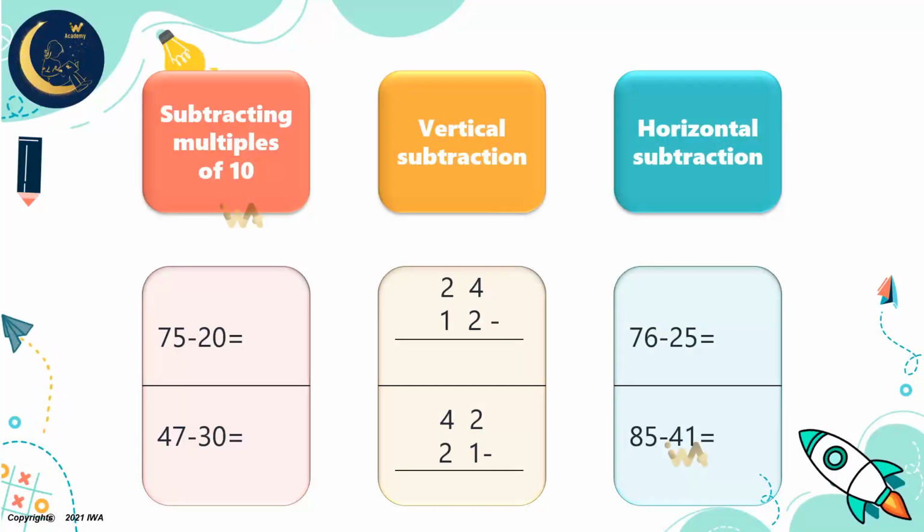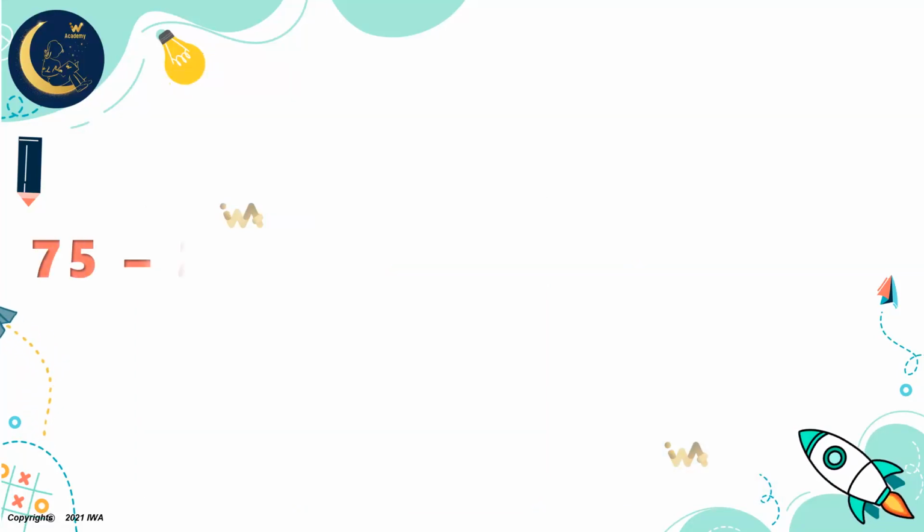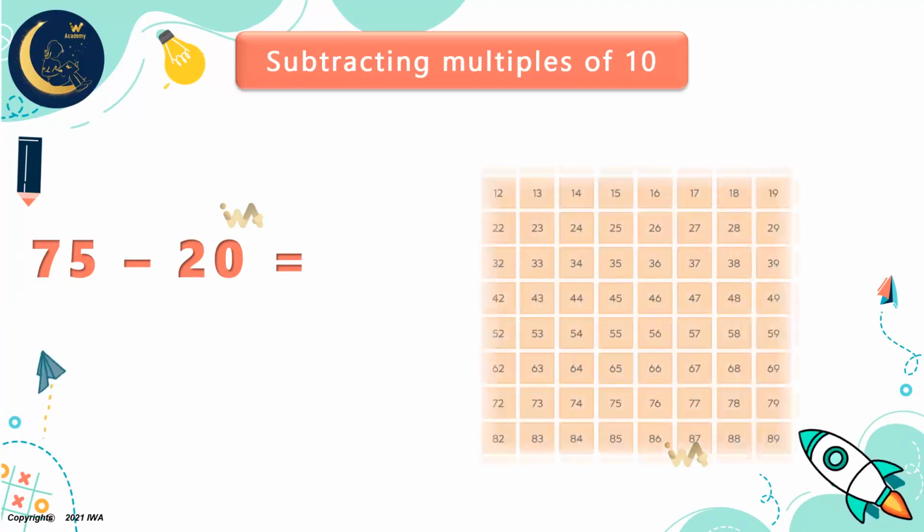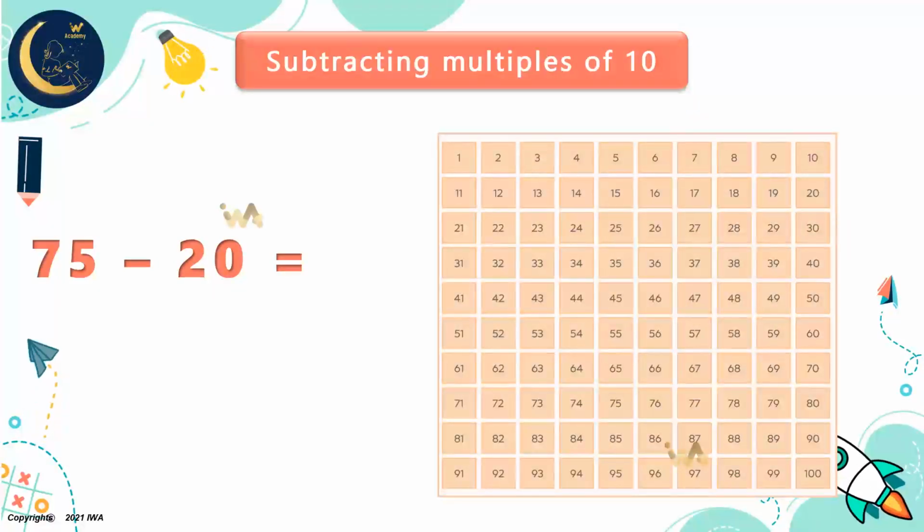Let's start with the first method, subtracting multiples of 10. Look here, we have 2 problems. Let's start with the first one. We have 75 minus 20. Have you noticed, my friends, that the number 20 is a multiple of 10? That is why we call this method subtracting multiples of 10. And to make the subtraction process easier, we will use the 100 chart. Here is the chart, and as you can see, it lists numbers from 1 to 100.